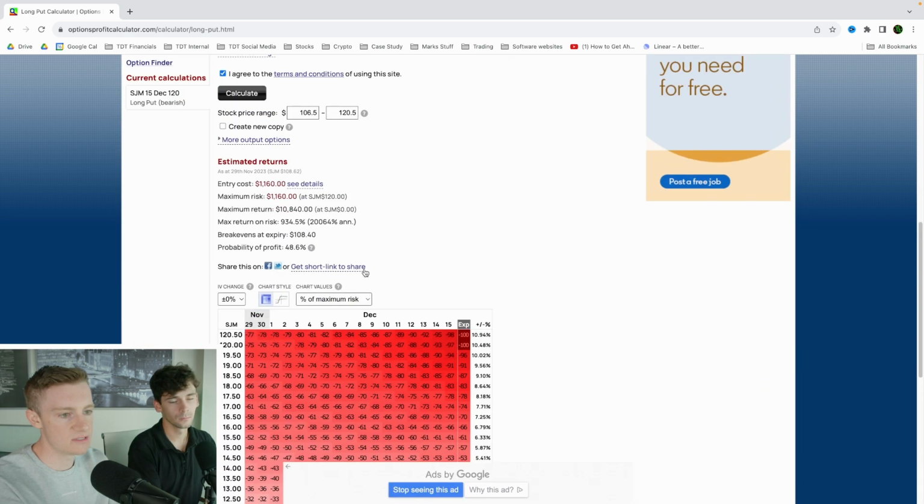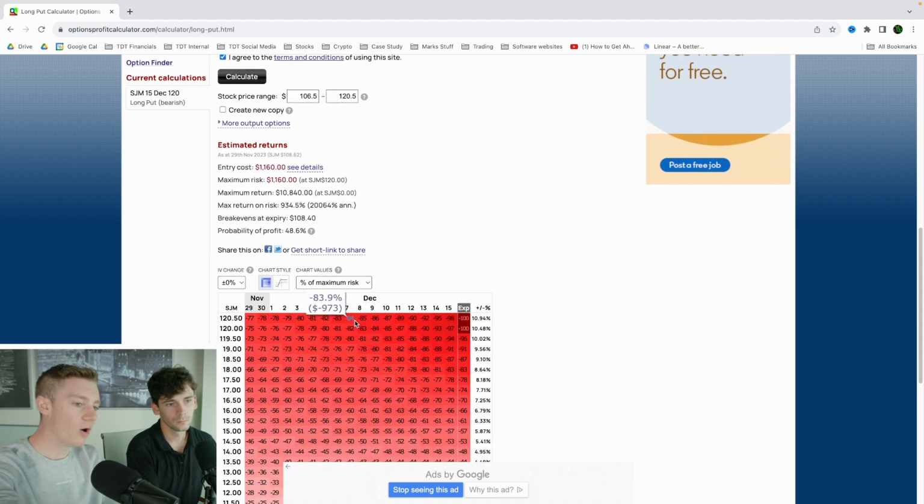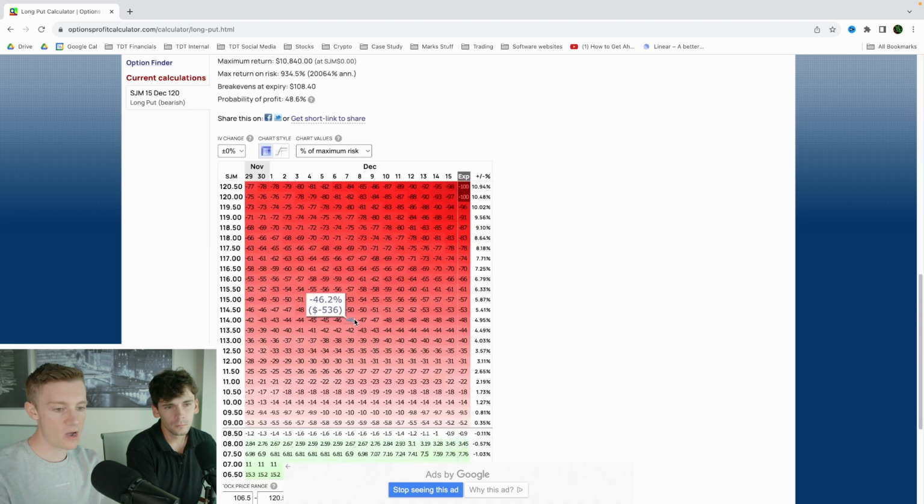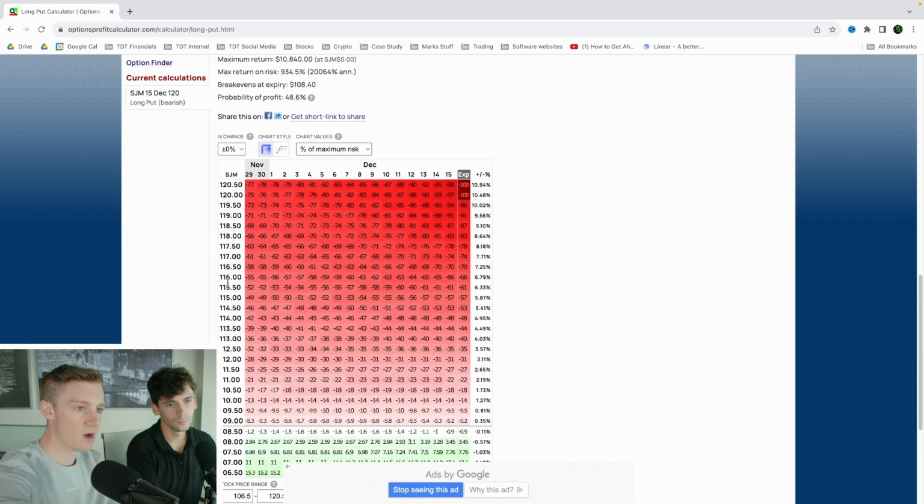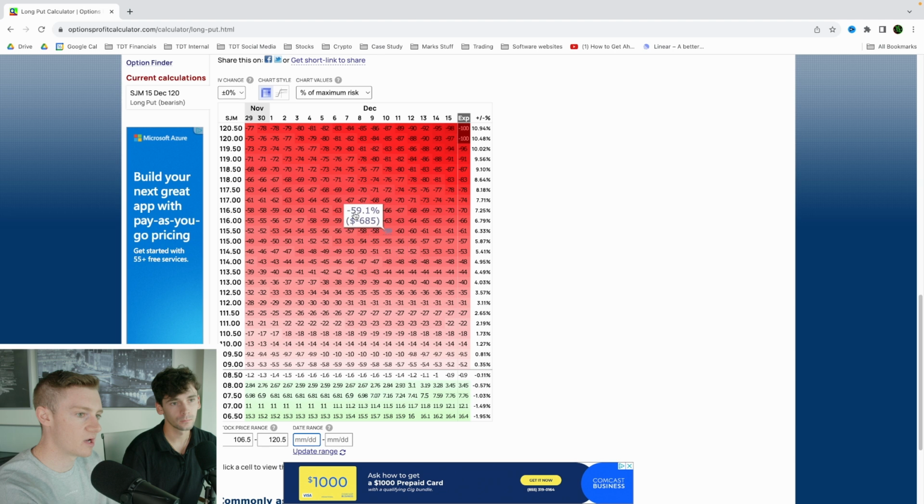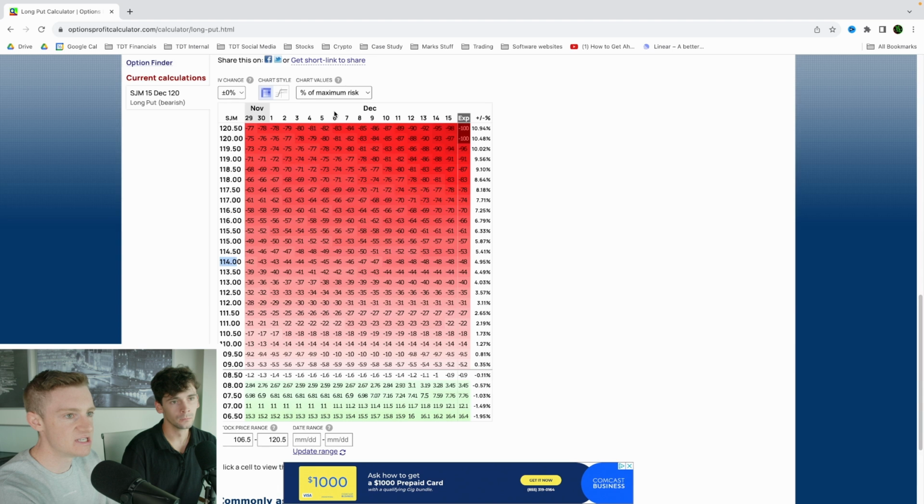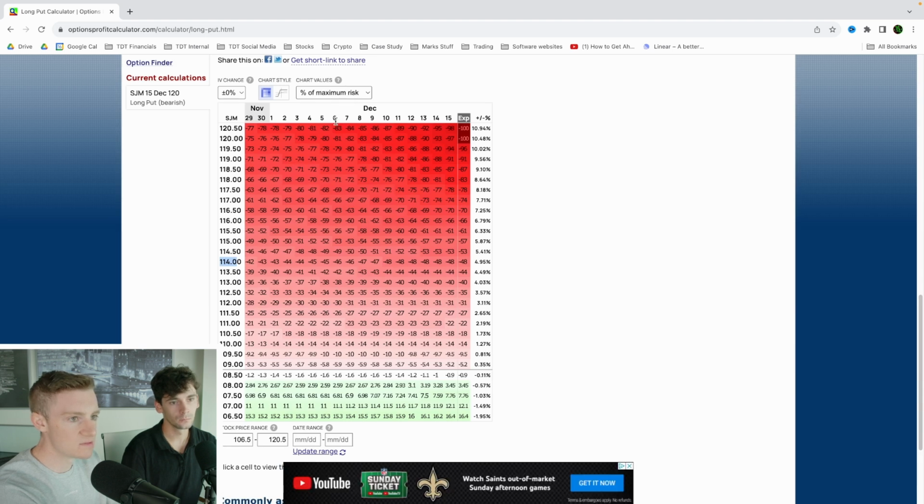Awesome. So now you can see here, essentially we've got all of the variables. Depending on when you go about closing that position, on the left we've got the strike prices, and on the top we've got the dates. Essentially, how we're going to use this, very briefly: SJM is the ticker. Let's say SJM is trading at 114 on December 6th. Well, that means our contracts, if you scroll down, are going to be down 45% or $530.